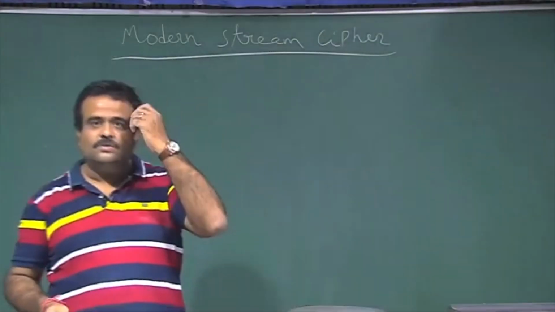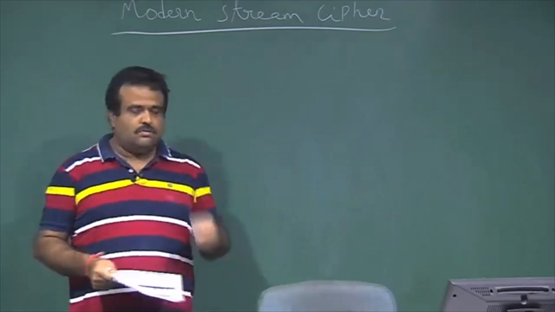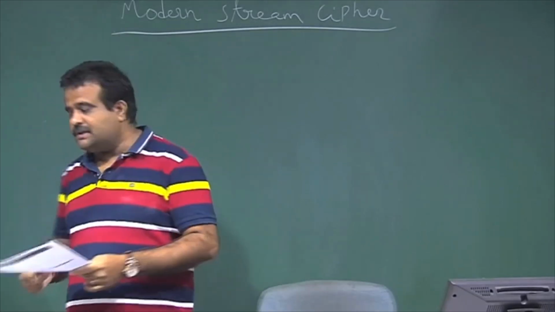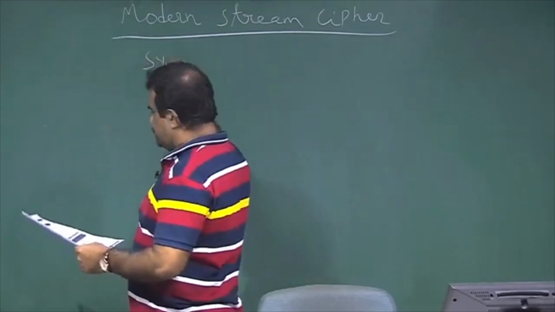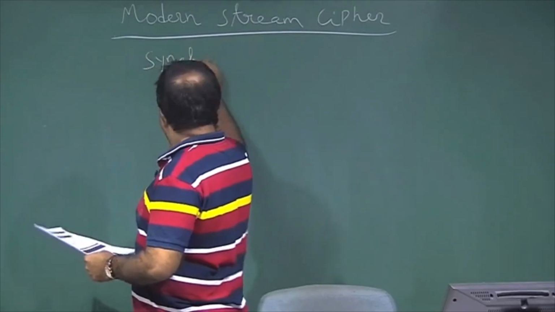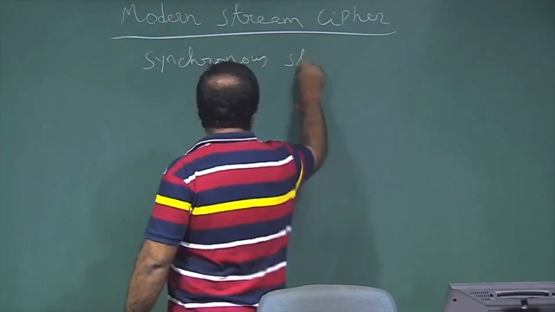Okay, so we talk about some recent stream cipher, some modern stream cipher. We have seen the general structure of a stream cipher. There are two types of stream ciphers. One is the synchronous stream cipher.